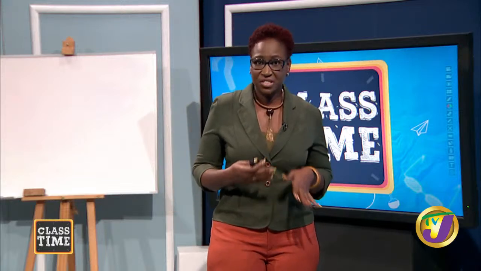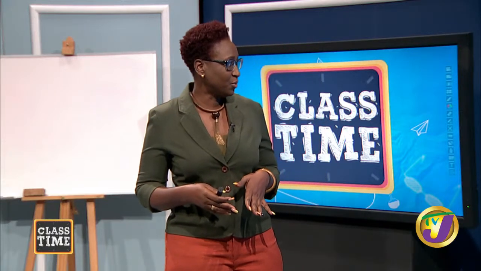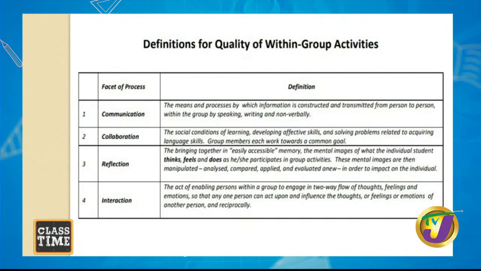So here are the definitions for the different sections that were talked about. So there we go. Communication: the process by which information is constructed and transmitted from person to person. Collaboration: social conditions of learning, developing affective skills, and continuing solving problems relating to acquiring language skills and so on. So collaboration is working together, helping each other.